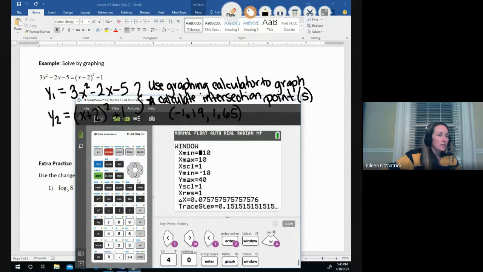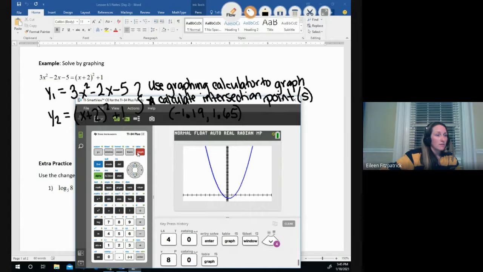Let me change it. Why am I not going down? Oh, I'm not on it. You can change it to 100. You can change it. Let's just change it to 80. Okay, so now I can definitely see where they intersect.